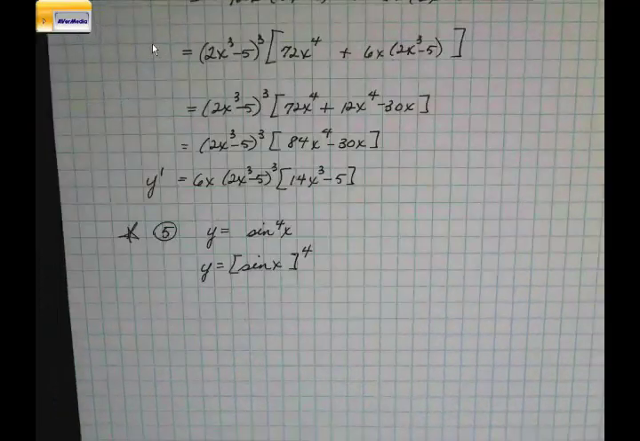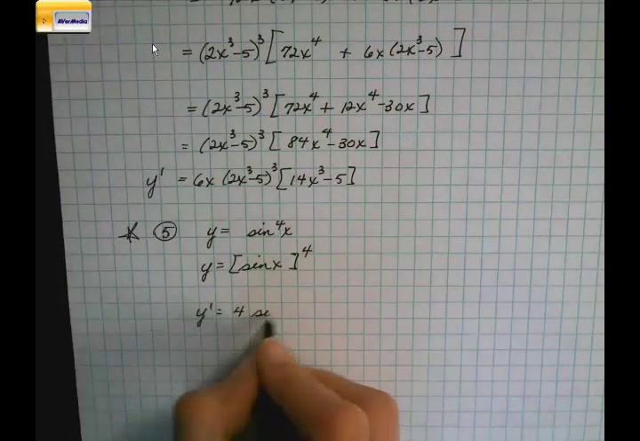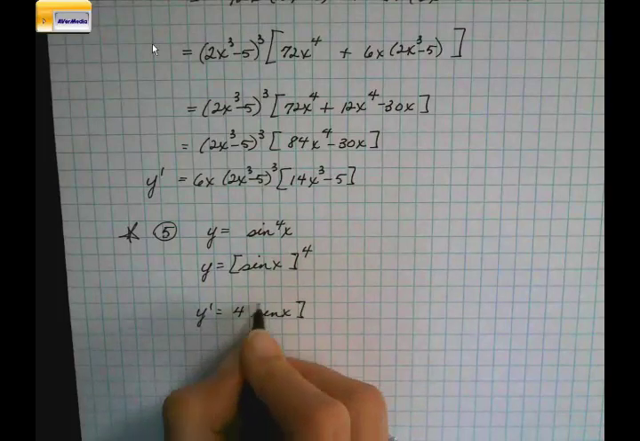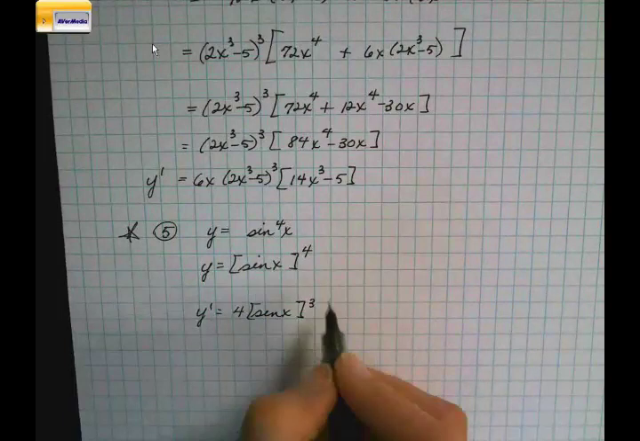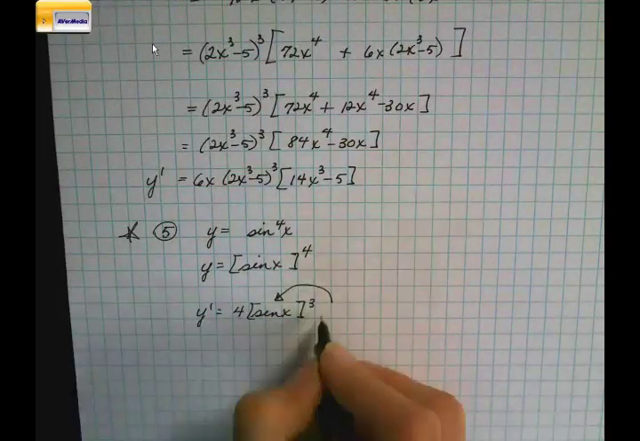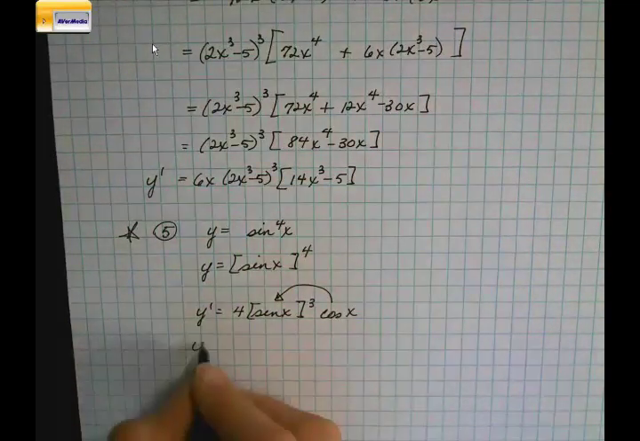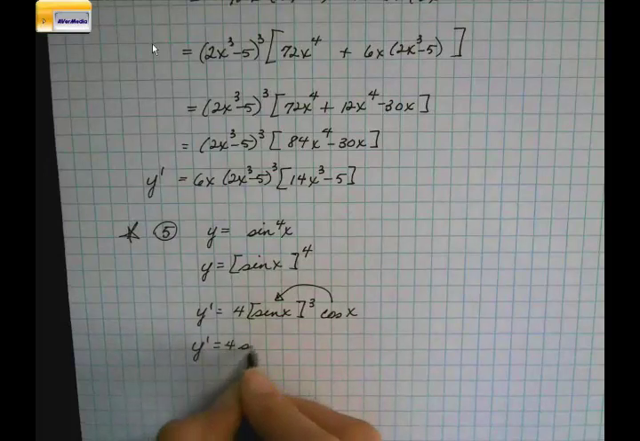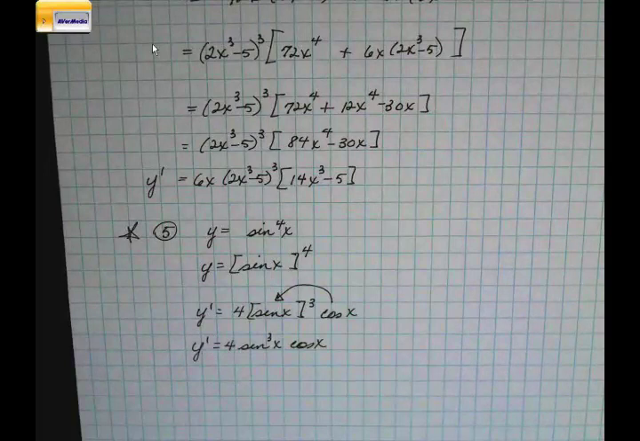So we can apply the chain rule. So the first derivative becomes 4 times sine x to the power of 3. And then you chain rule, take the derivative of sine x, which is cosine x. So this is 4 sine cubed x cosine x.